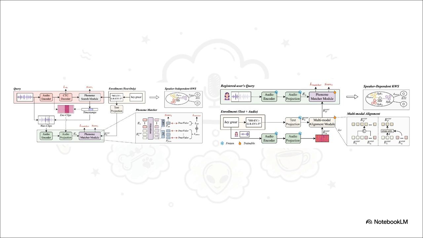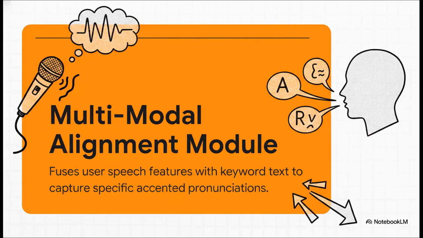But with speaker-dependent enrollment, the system uses text plus audio. You type the word and you say it out loud once. This is a massive leap in complexity for the AI, but it completely changes the game for accuracy. The secret sauce making that possible is the multi-modal alignment module, or MAM.